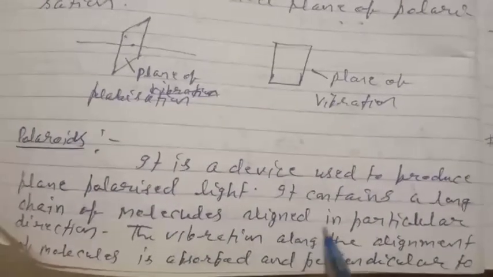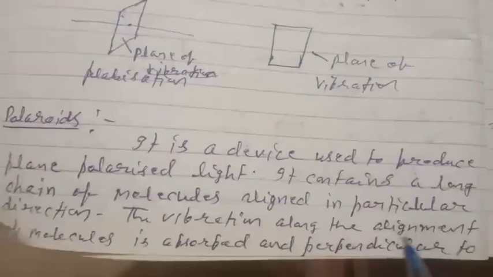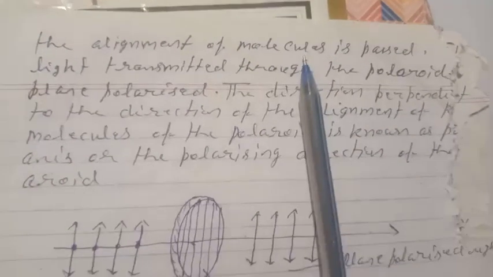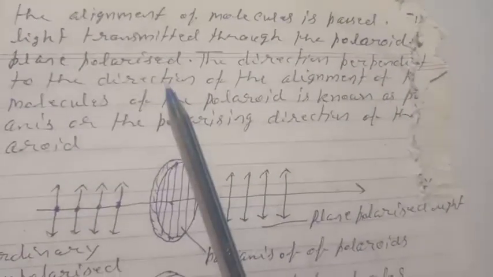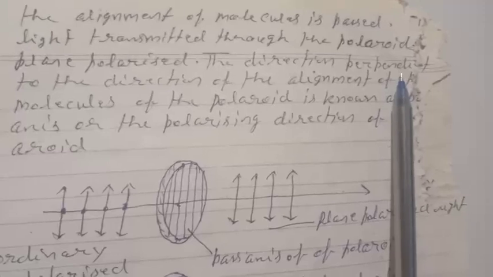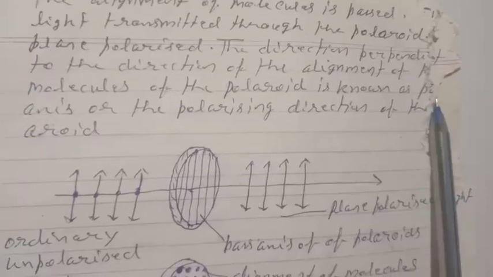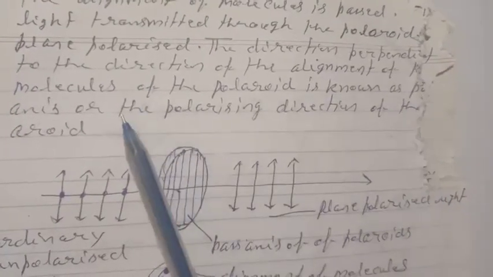Now Polaroids. It is a device used to produce plane polarized light. It contains a long chain of molecules aligned in a particular direction. The vibration along the alignment of molecules is absorbed and the vibration perpendicular to the alignment of molecules is passed. The light transmitted through the Polaroid is plane polarized. The direction perpendicular to the direction of alignment of the molecules of the Polaroid is known as the Polaroid axis or the polarizing direction of the Polaroid.